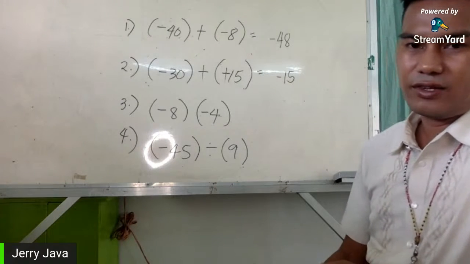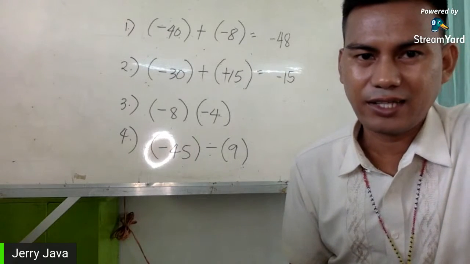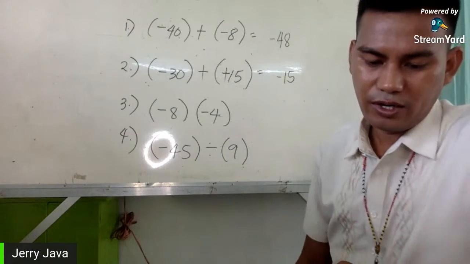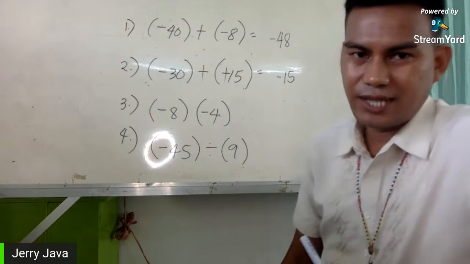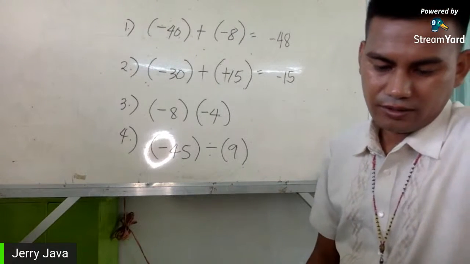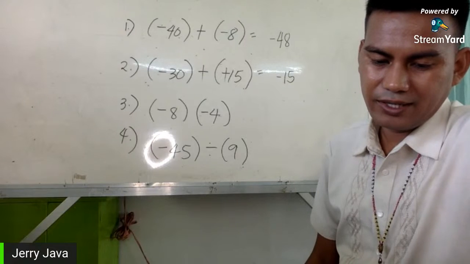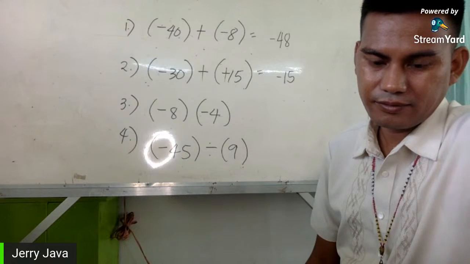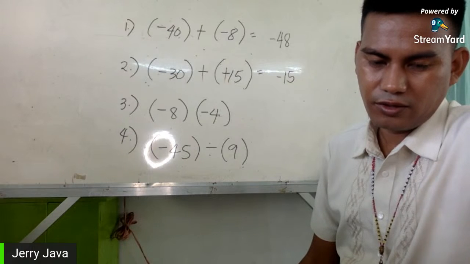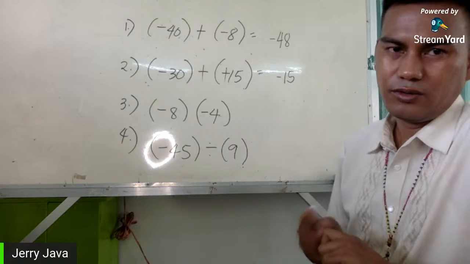It's negative 15. Now, type in your answer for number 3, negative 8 times negative 4. I'm seeing 32 or positive 32. Other answers, please. 32, 32, 32.